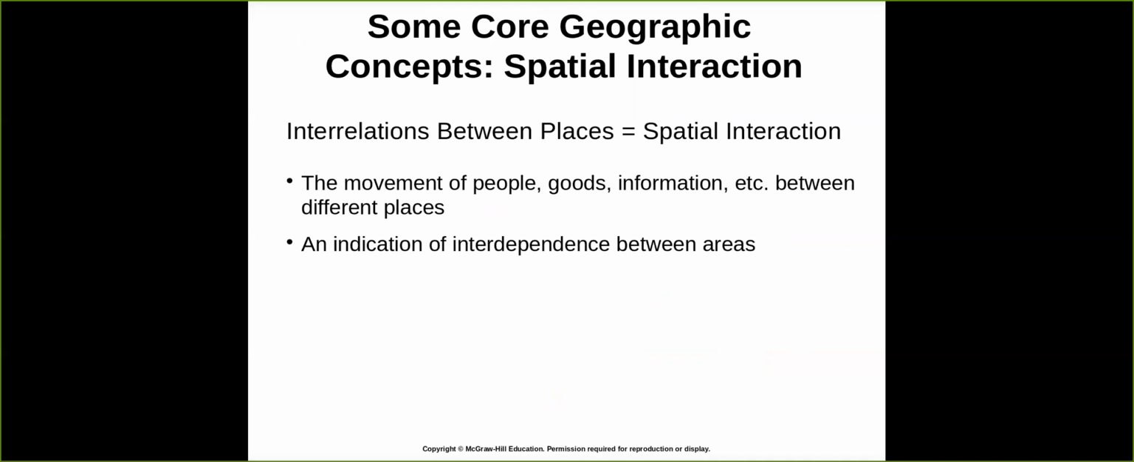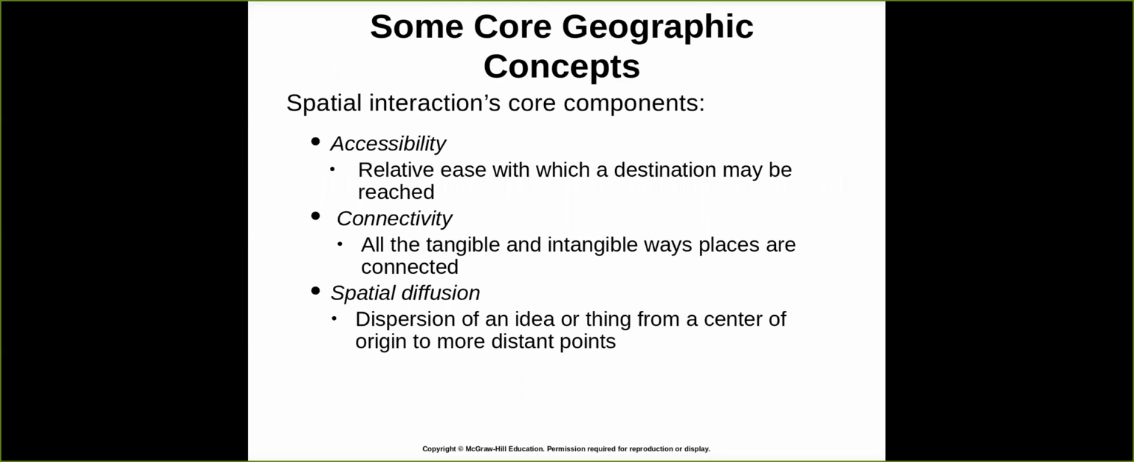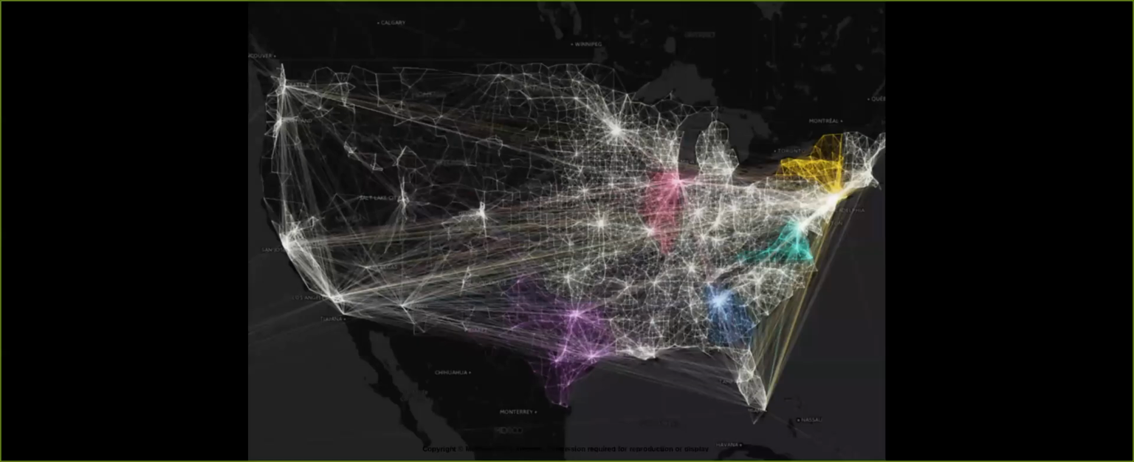And it's the interrelationships between places, be that the physical environment, but oftentimes what we're talking about is the movement of people and goods, information between different places, and the interdependence between those areas. And that's also going to deal with accessibility and connectivity, but oftentimes very much the focal point is spatial diffusion. How are things moving through different areas?